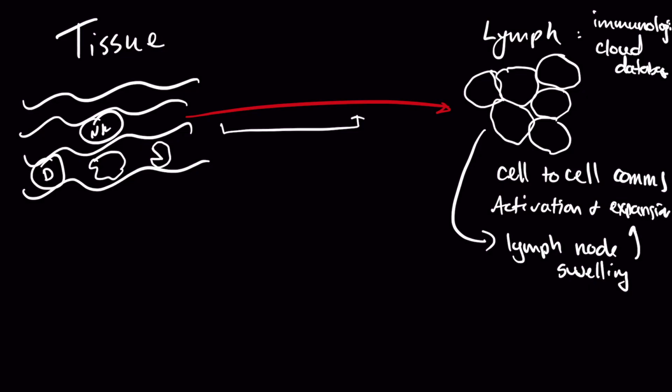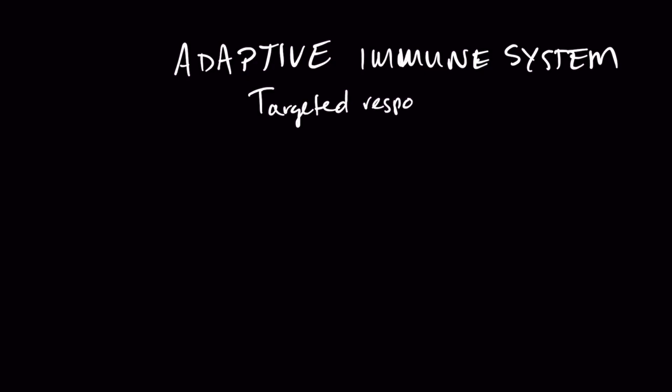Now some more information about our adaptive immune system. It provides targeted response and long-term memory. This is what we've earned. We've earned this information from getting infected, from getting sick. So, like I said, the adaptive immune system provides targeted response and long-term memory.